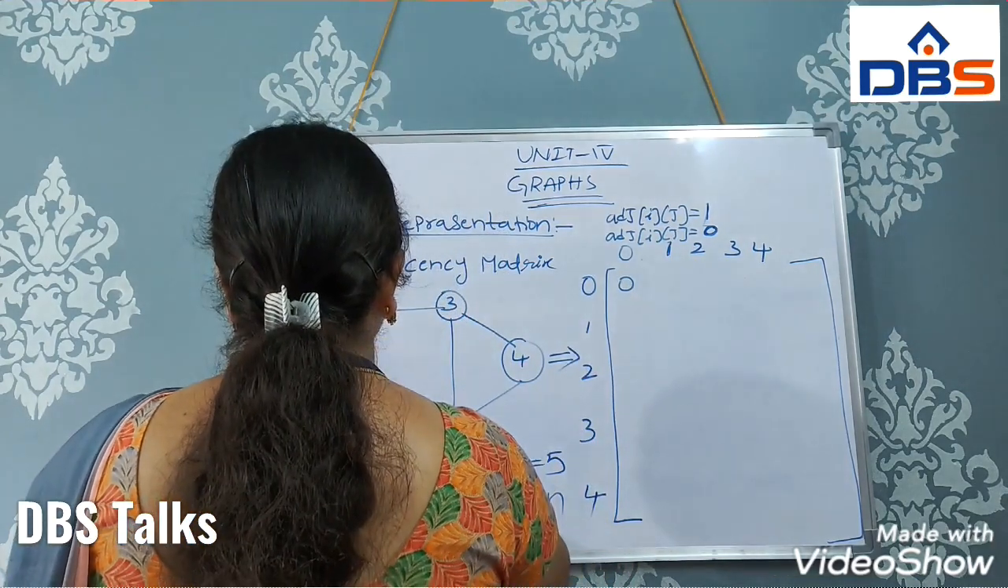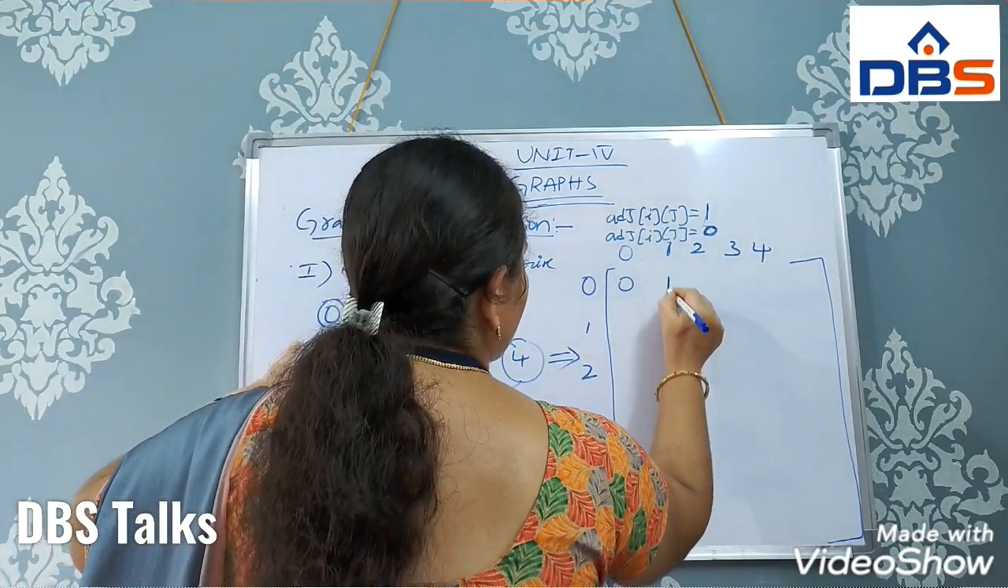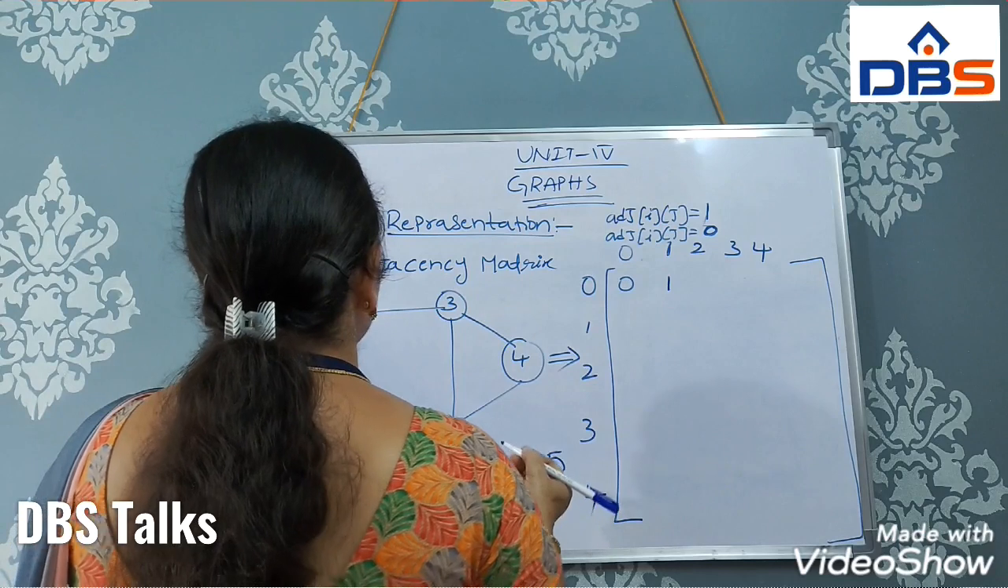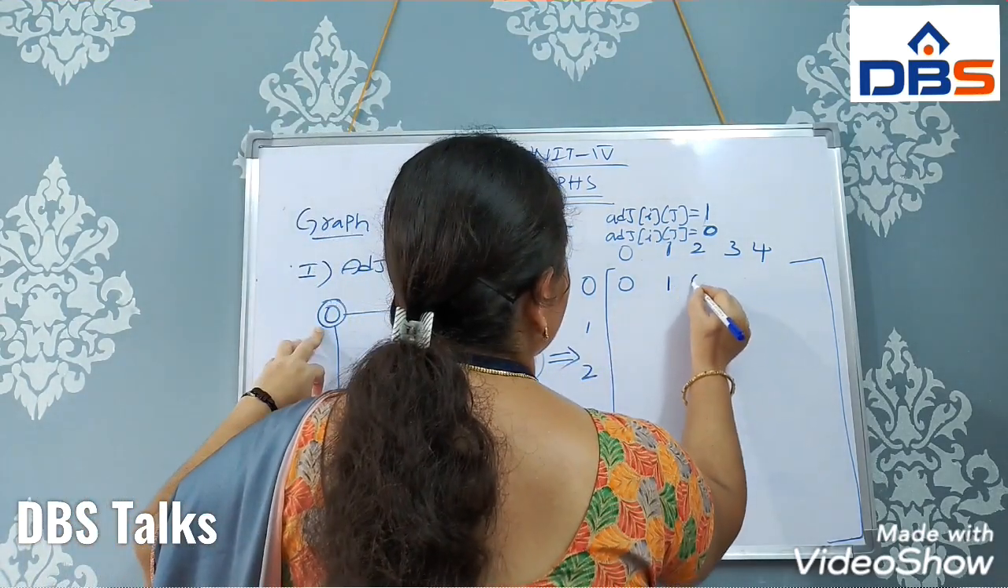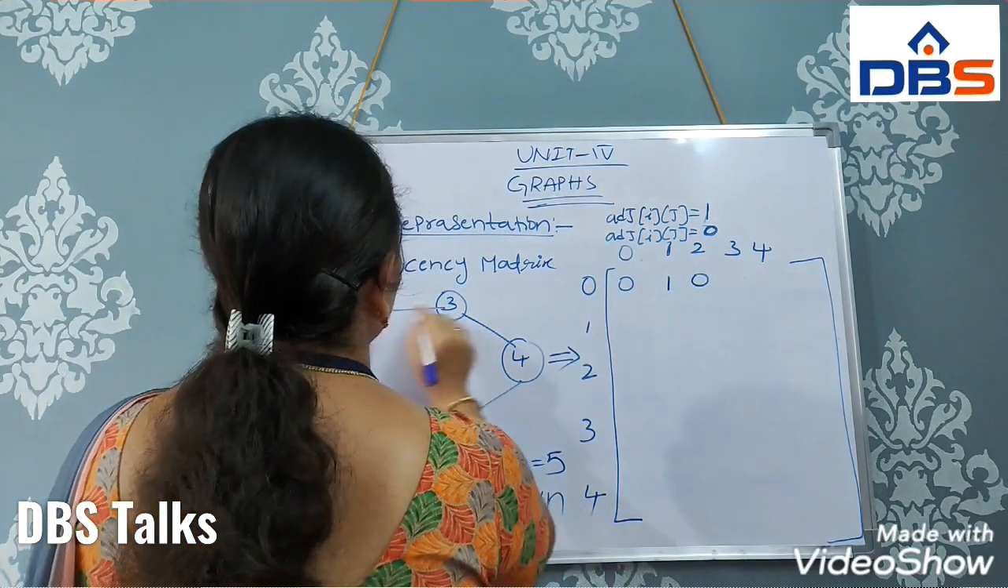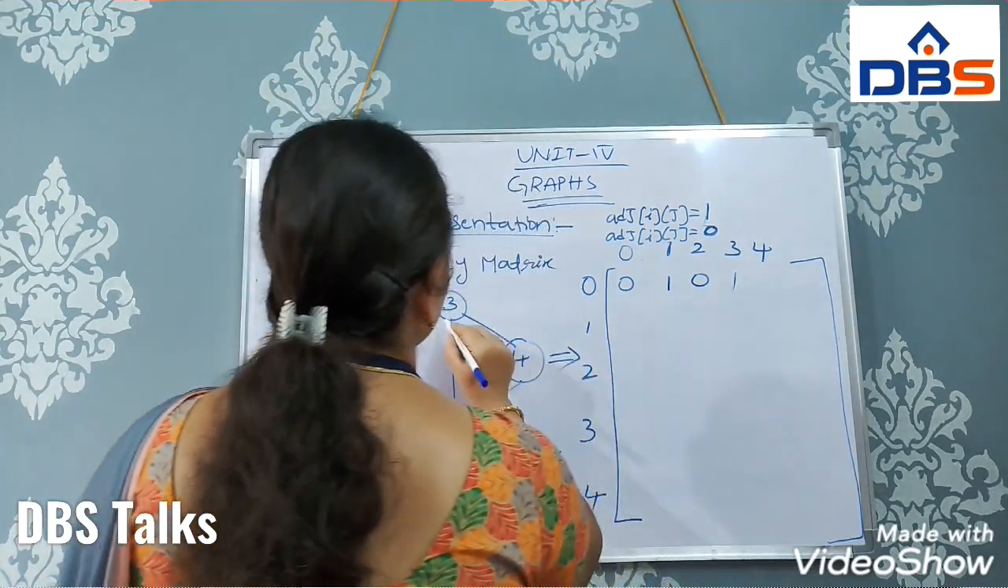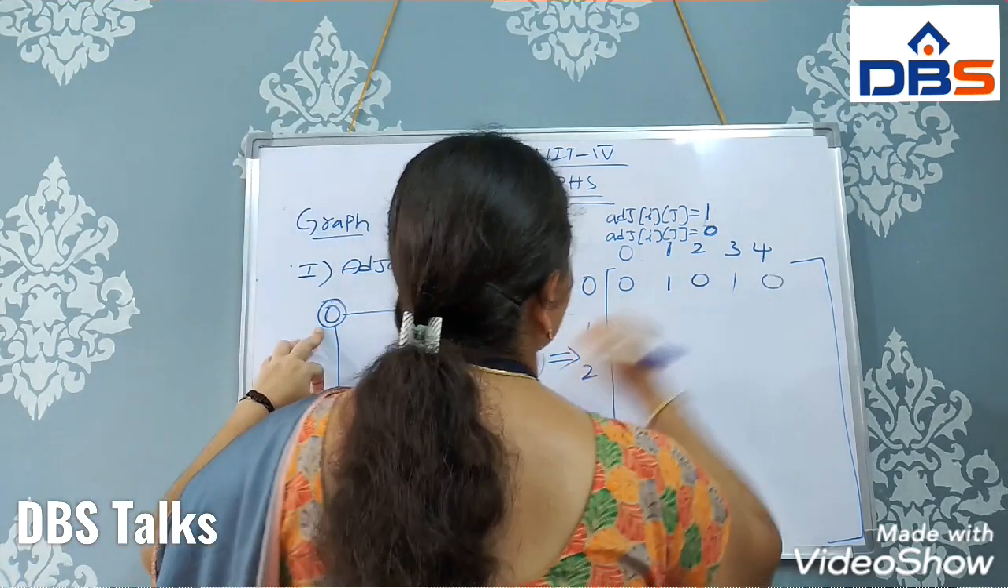Next one, 0 to 1. As there is a connection, that's why I need to represent it with 1. Then 0 to 2. There is no direct connection, that's why that is 0. 0 to 3. 0 to 4. No, there is no direct connection.